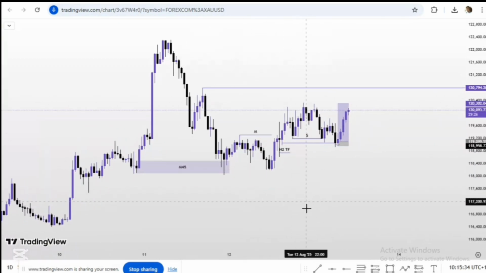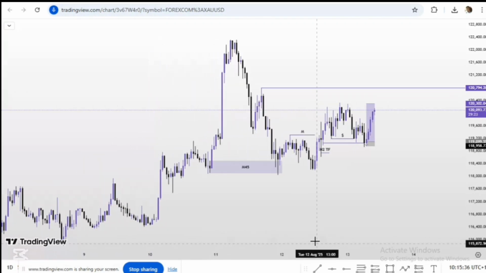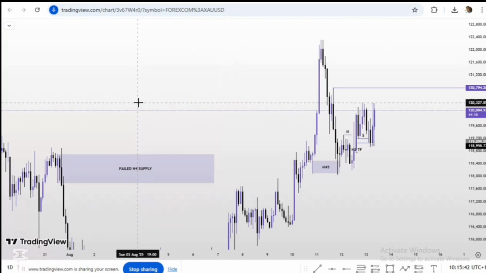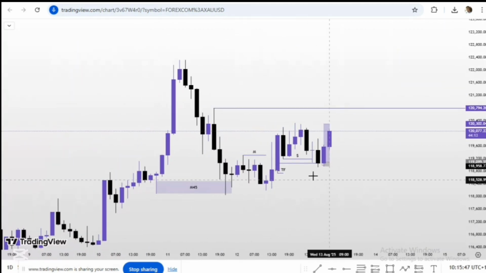So I was now looking for a way to find more entries, or a proper entry to take this trade. I then have to go back to the 4 hours time frame to see what the market is doing, because I really needed the market to give me a stronger candlestick that will invalidate this area.